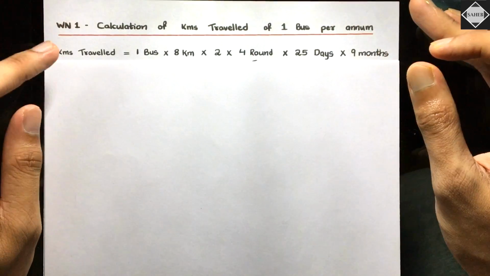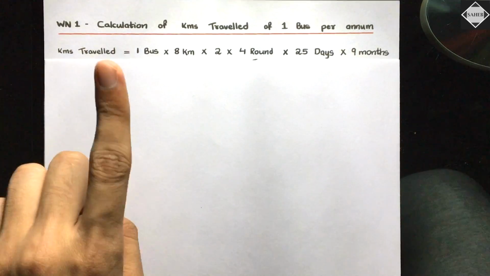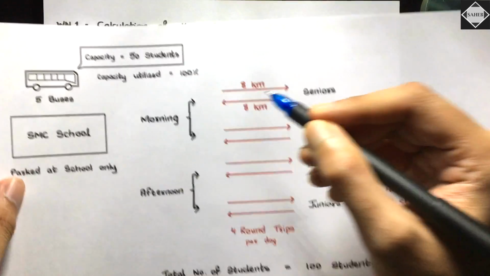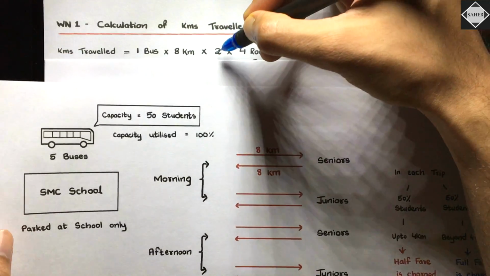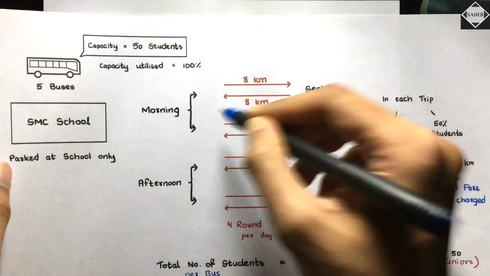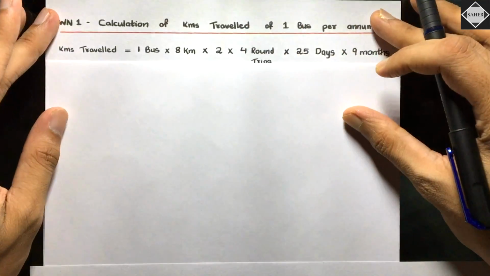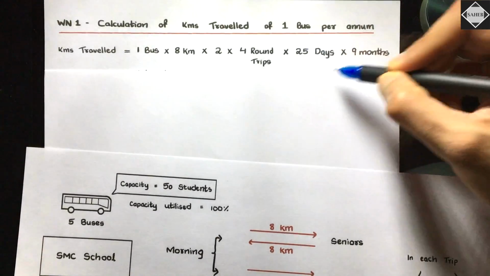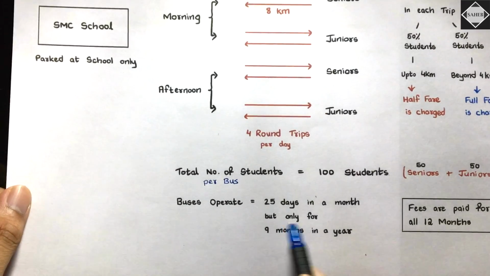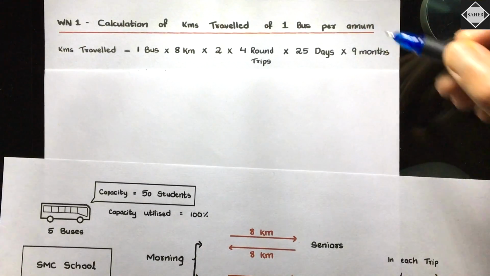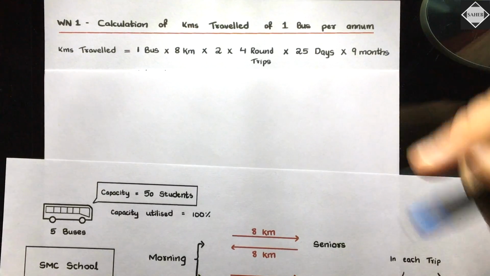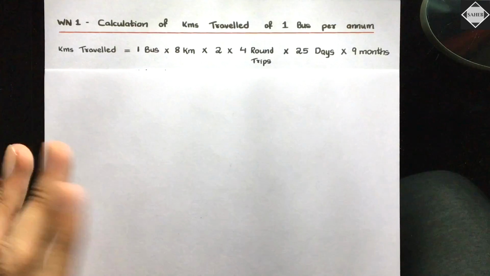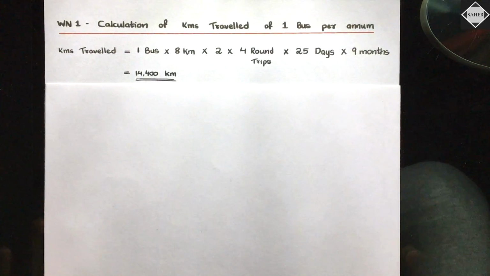You all know the calculation. Kilometers traveled is equal to what? One bus we have, we are thinking only one bus, into 8 kilometers. That's the distance. 8 kilometers will go and come back, so 8 kilometers into 2. Why? Round trip, always into 2, going and coming back. And then how many round trips are happening per day? 4 round trips, into 4. And then 25 days in a month, but we have to calculate for the year, so we also have to multiply with the number of months. How many months are we operating? 9 months only, so into 9, not 12 months. So the kilometers traveled is 14,400. Is it clear? Simple.